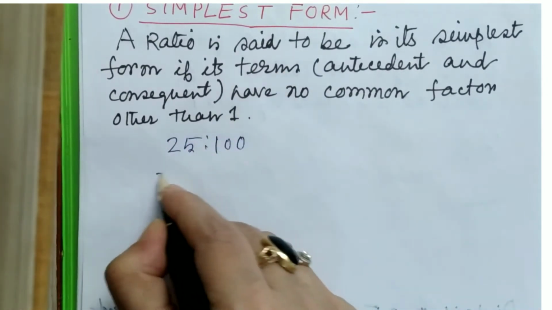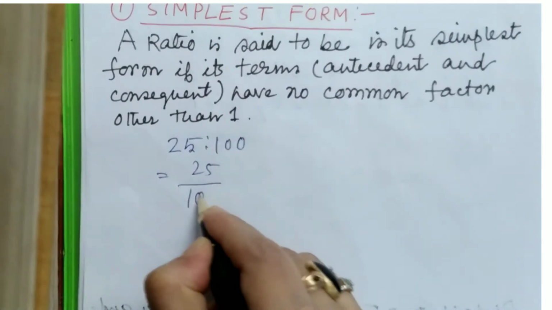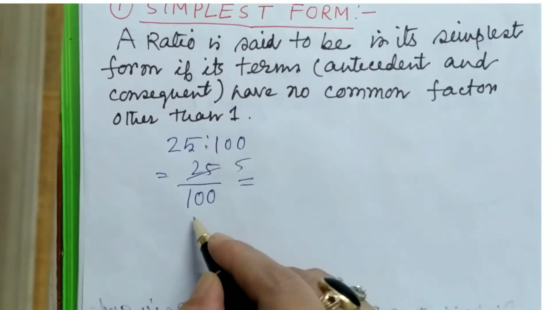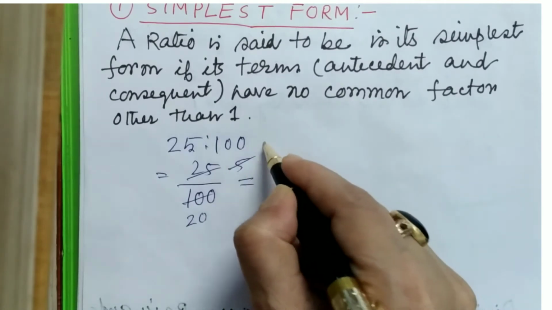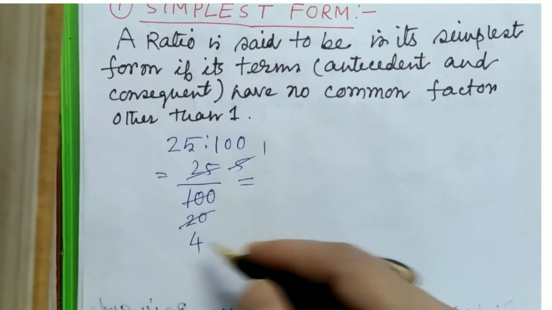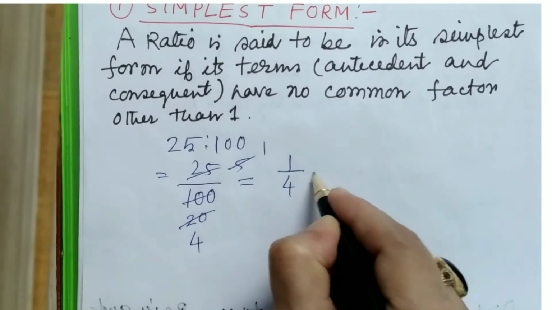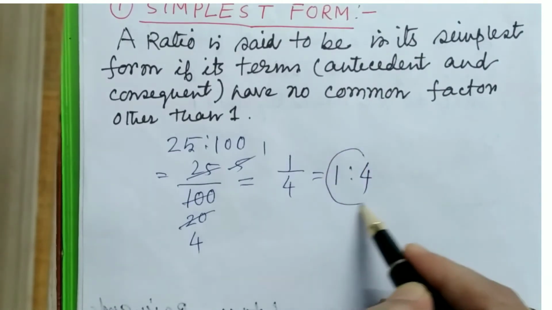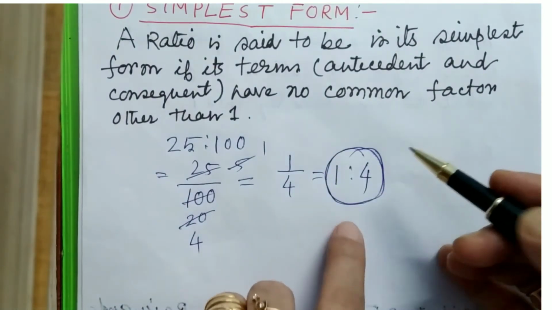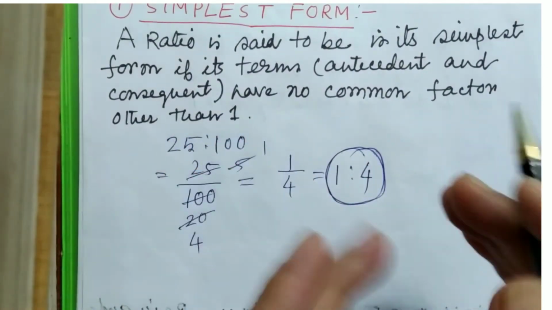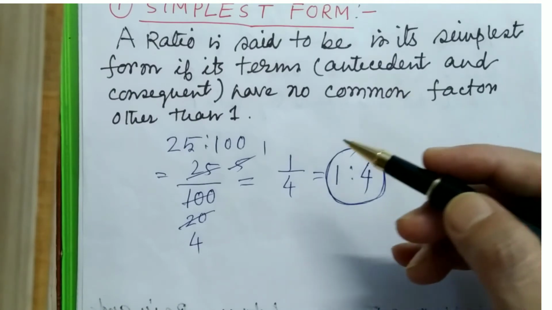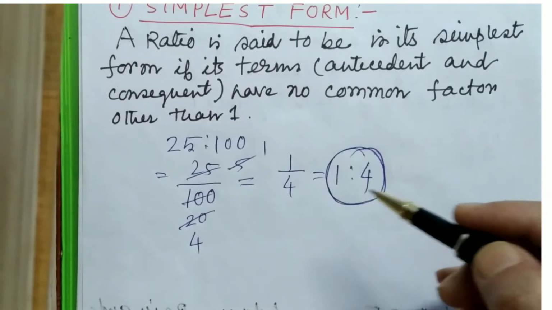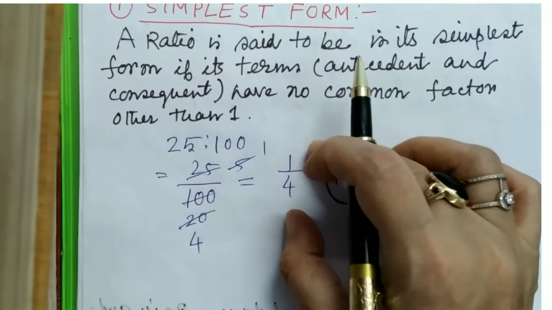25:100. This can be written as A by B, 25/100. If we cut this with 5, 5 5s are 25, 5 2s are 10, 0. Then again cutting, 5 1s are 5, 5 4s are 20. So this is equal to 1/4, which we can write as 1:4. This is the simplest form, as we are not getting any common factor by which we can cut numerator and denominator other than 1. This is also called the ratio in the lowest terms.